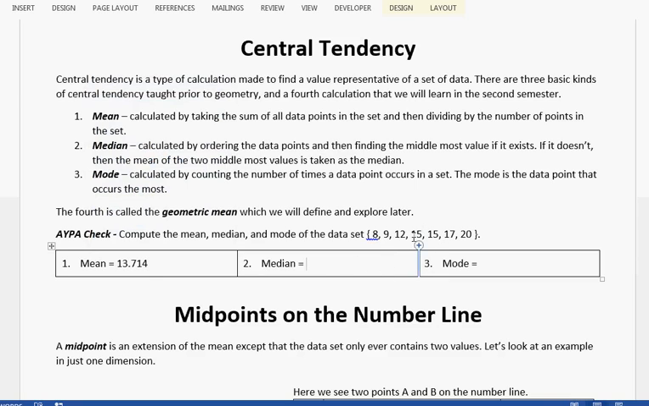The median of this is going to be the number value that is right in the middle. Notice that that number is 15. And then the mode is going to be the number that occurs the most often, which is the 15, so it occurs twice.